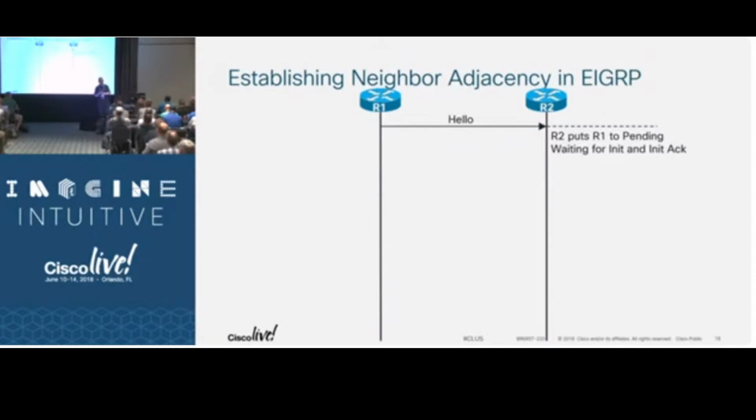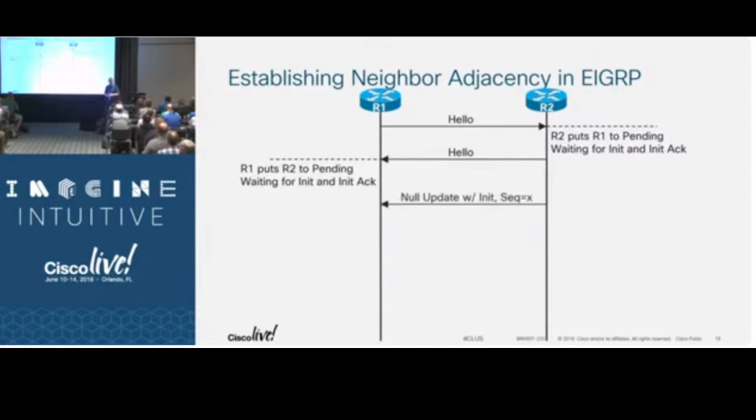It's like TCP SYN. Then, when we, ourselves, R2, send our own update packet to R1, we expect R1 to acknowledge it. And that's the waiting for init ack. The init ack is something like SYN-ACK in TCP. So let's see what's going to happen. R2 is going to expedite its own hello to allow R1 to discover R2 just as quickly. And R1 is going to do the very same thing. We're going to create a new entry in the neighbor table, put R2 into the pending state, and wait for init and init ack.